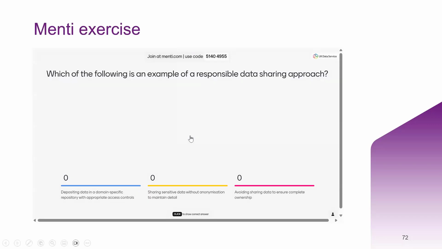Now, very, very quickly, which of the following is an example of a responsible data sharing approach?